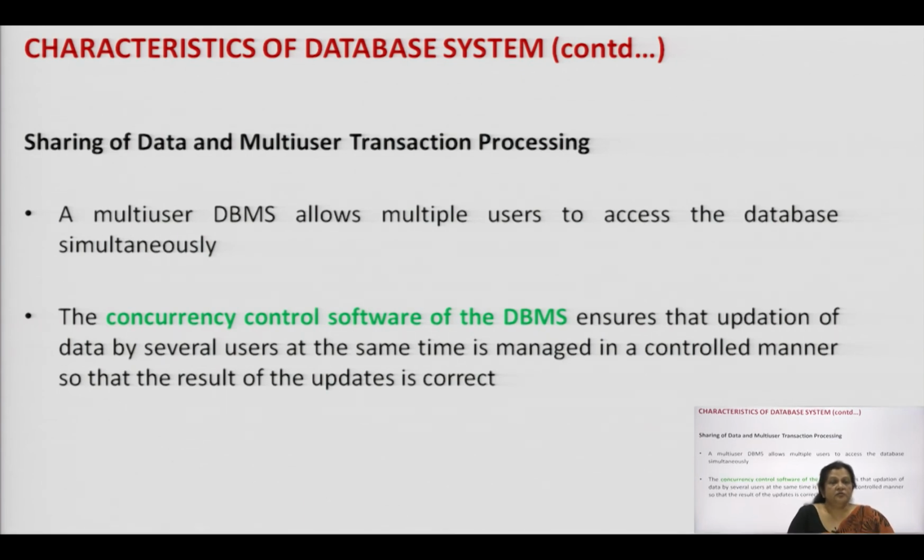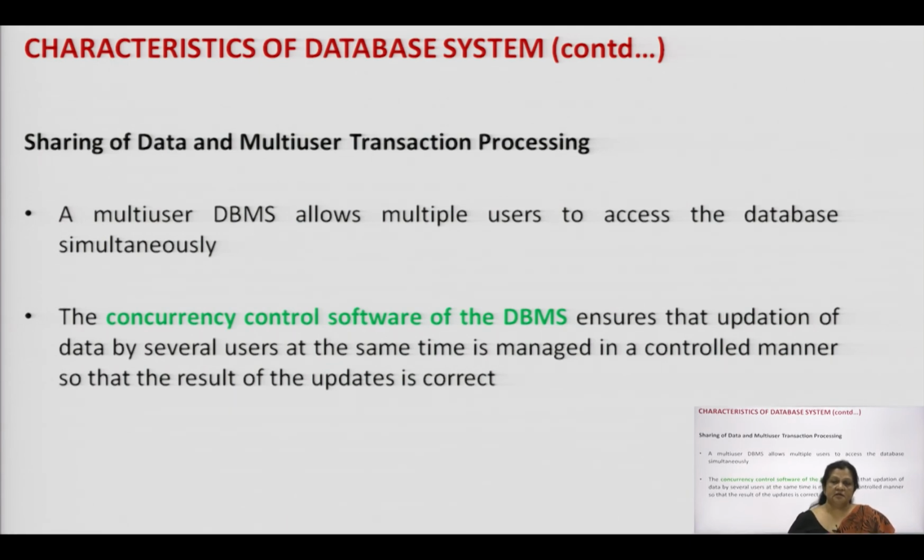Sharing the data and multi-user transaction processing. Like I had told you in the previous lecture, when we talk of the database system, the very concept means that a central pool of data is stored and multiple users may access the data simultaneously. For example, in the railway reservation database, thousands and thousands of users access that data at the same point of time from different terminals and locations. So, the same data is being shared by a number of users at the same time through different transactions.